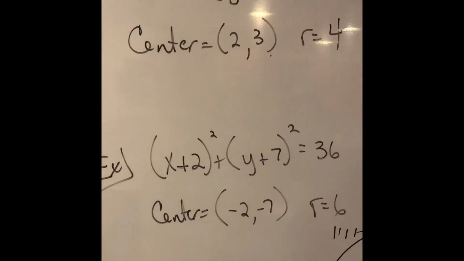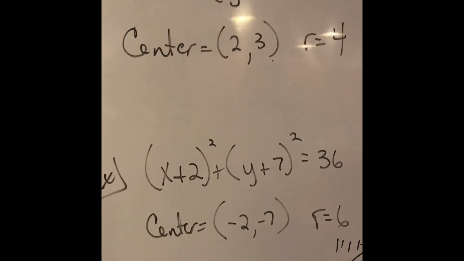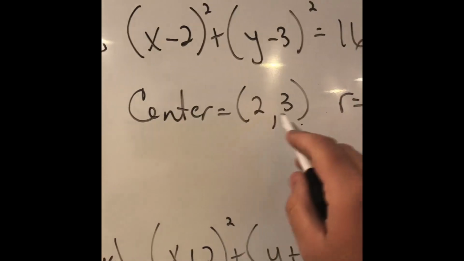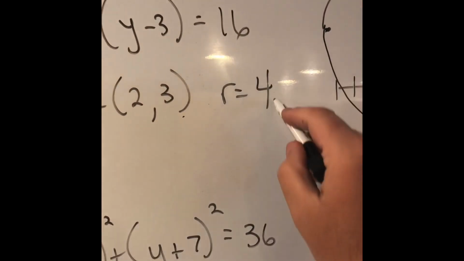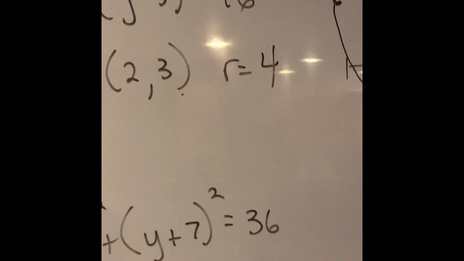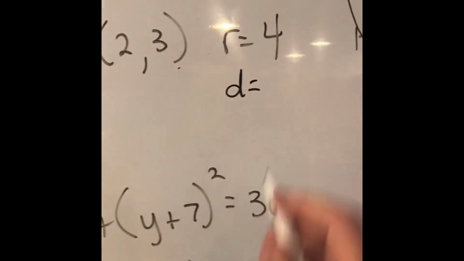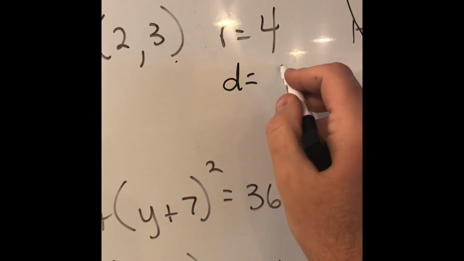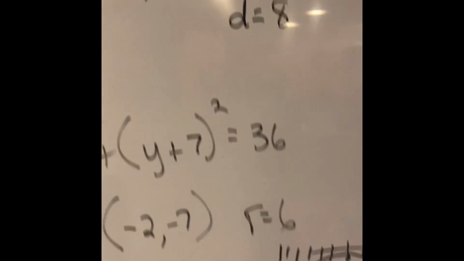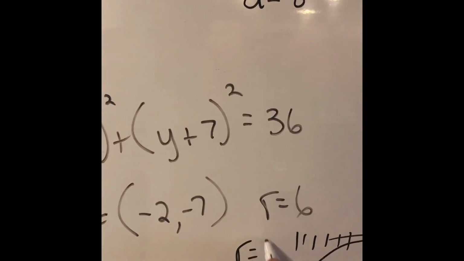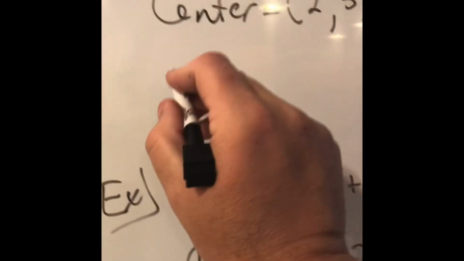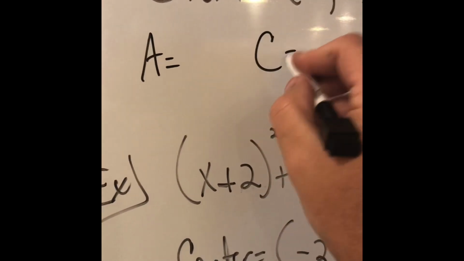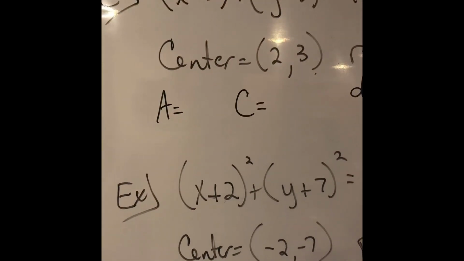But here's the thing about the equation of a circle. From the equation of a circle, we can find a whole bunch of different things. Obviously, we can find the center of the circle. That's h and k. We can also find the radius. We can also find the diameter, because remember the diameter is twice the radius. So in this case, it would be 8. If I look down here, the diameter would be 12.